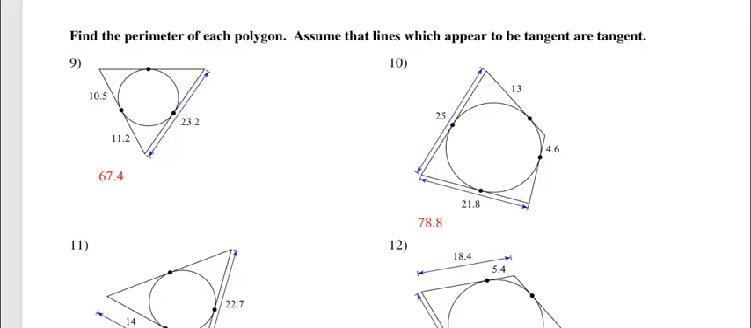This is Tangent to Circles Part 2. How do we find the perimeter of each polygon? Assume that the lines which appear to be tangent are tangent. Alright, let us look at example question 9.